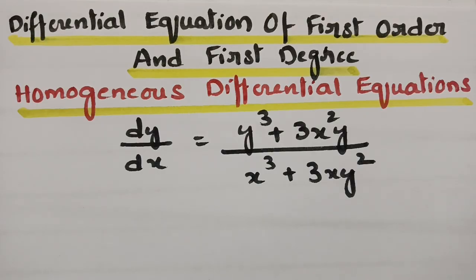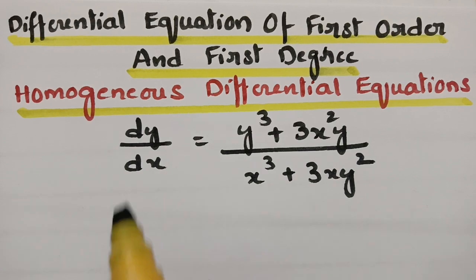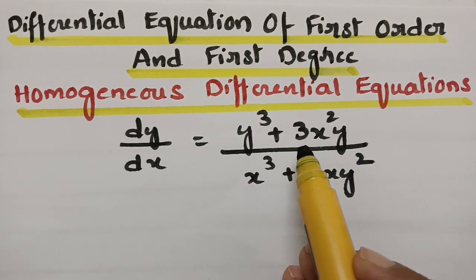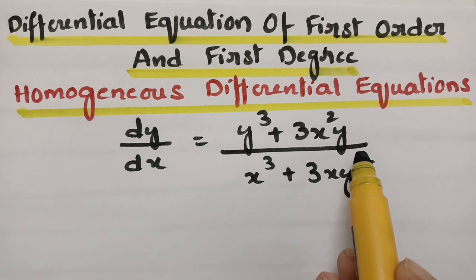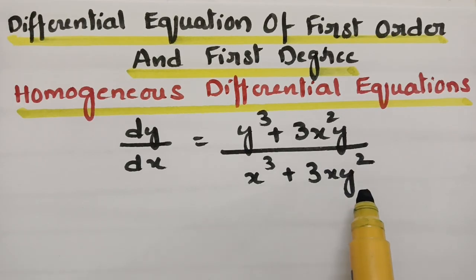And let's get into today's topic, which is on homogeneous differential equations from differential equations of first order and first degree. And here is the most important question flashing on the screen. So that is dy by dx is equal to y cube plus 3x square y by x cube plus 3xy square.